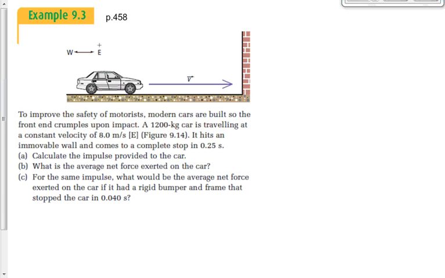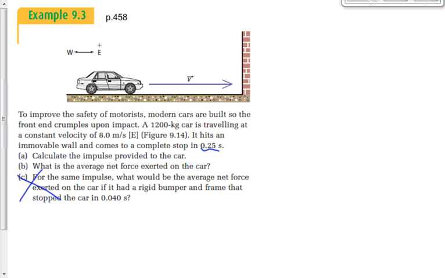So in this question, a 1,200 kilogram car traveling at a constant velocity of 8 to the east hits an immovable wall and comes to a complete stop in 0.25 seconds. So good news is this car is not going all that fast, maybe about 30 kilometers per hour. But it comes to a stop really, really quickly. We want to find the impulse provided to the car, and we want to find the average net force exerted on the car. Question C, we'll worry about that later on because we'll come back to it. But we'll worry about it after we're done the other two because we're changing something there.